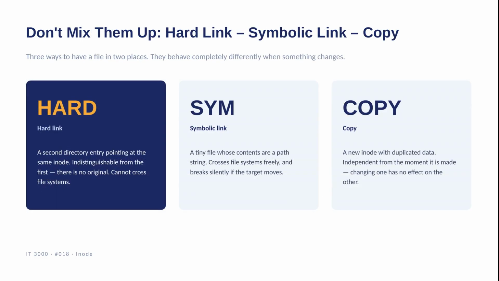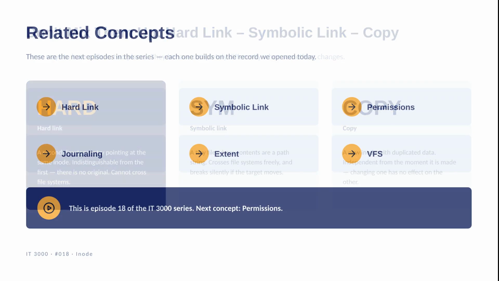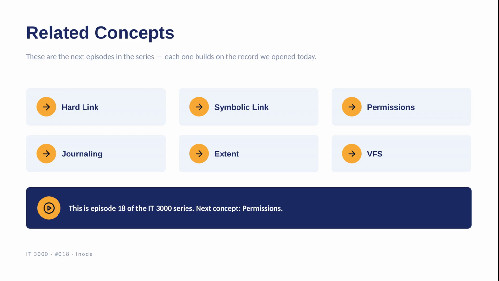Once you see the inode as the real file, 3 familiar operations suddenly separate into very different animals. A hard link is just a second name pointing at the same inode. There is no original, no copy, and the link count on that inode simply ticks up by 1. A symbolic link is something else entirely, a tiny file whose contents are literally a path string, which is why it can cross file systems, but also why it breaks the moment the target moves. And a copy, that's a brand new inode with its own data blocks, related by history but independent from the instant it's made.